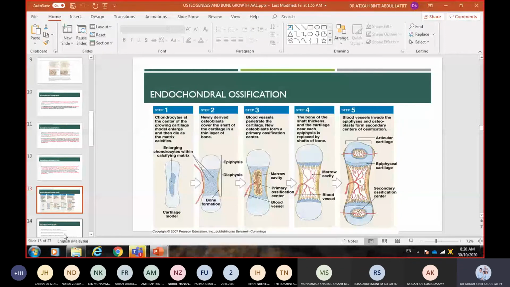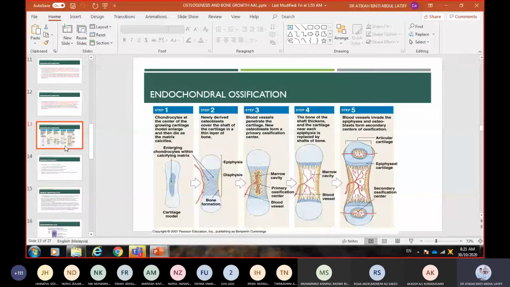Okay, so the most important thing you need to know is the difference between intramembranous and endochondral. Okay, so intramembranous is the direct formation of bone from osteoprogenitor cells. However, endochondral ossification involves a template, or the formation of a cartilage template before being replaced by bone tissue.